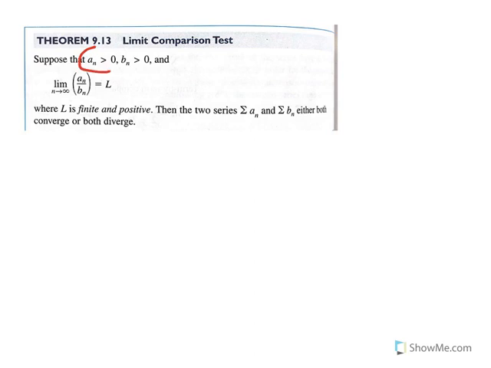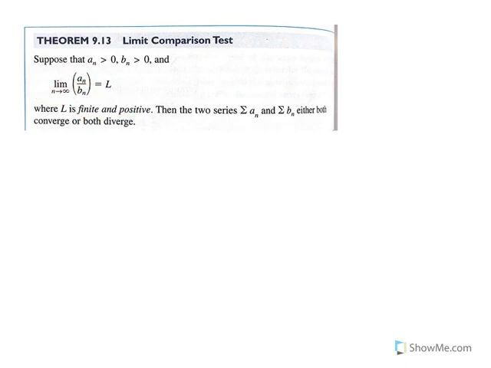Suppose that you have two series and both of them have positive terms. And then you're going to take the quotient of the nth terms of the two series. And you're going to take the limit of that quotient as n approaches infinity. And if that limit is finite and positive, then either both series converge or both series diverge.